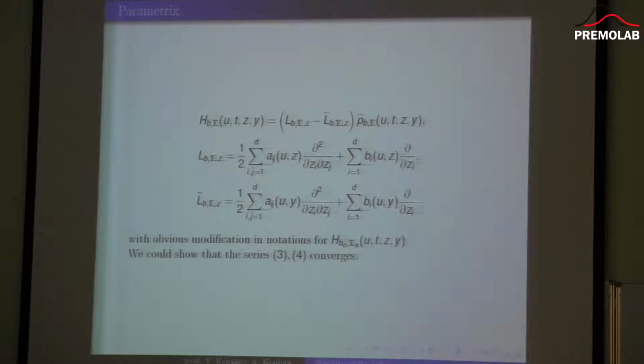What about H? H is the so-called kernel function. It could be written like here, as if we have two operators and apply them to our density. Also, it's a function which depends only on the coefficients of the starting processes. We could show that the parametrix series for the first process and for the second process converge.